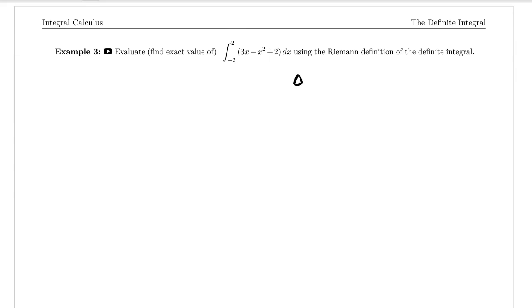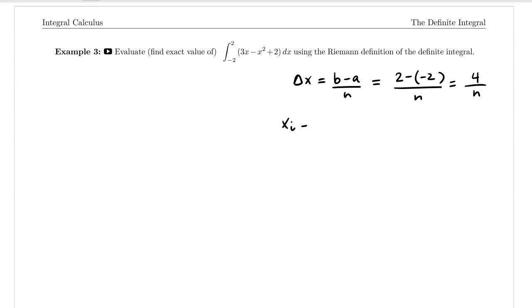Well, let's start off with delta x. So we want to calculate delta x, which is equal to b minus a over n. Here our b value is 2, our a value is -2, and we're going to leave n as is because we're going to take the limit as the number of subintervals goes off to infinity. So our delta x is just 4 over n.